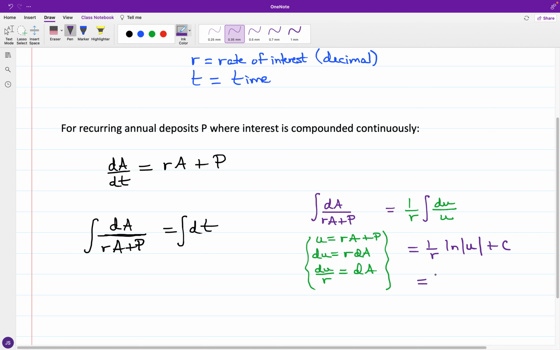And looking at back substitution, we have 1 over r times the natural logarithm of the absolute value of rA plus P followed by the constant. And so just going back to what we have here, I'm just going to take the antiderivative and I'm just going to have the constant on the right hand side. So we have 1 over r times the natural logarithm of the absolute value of rA plus P.